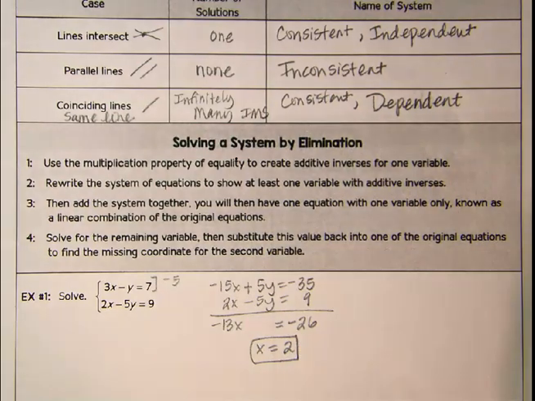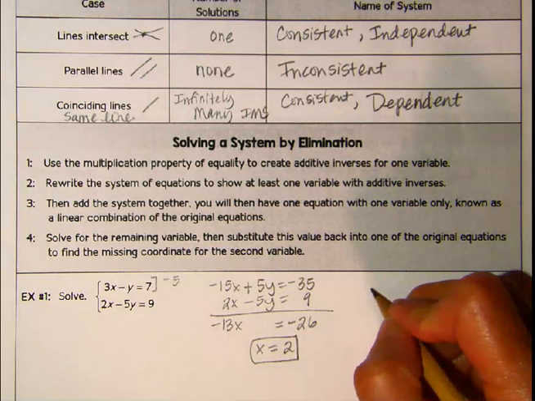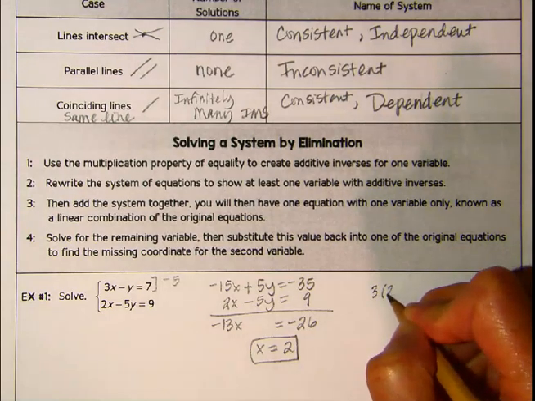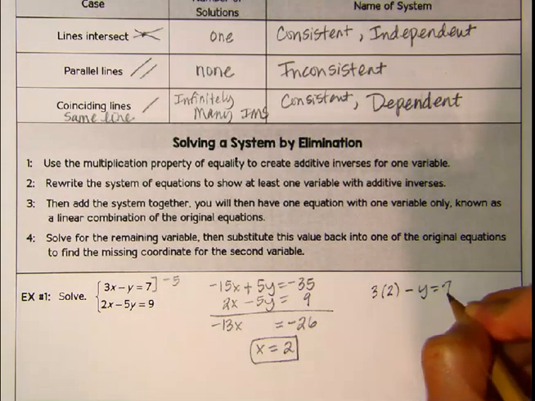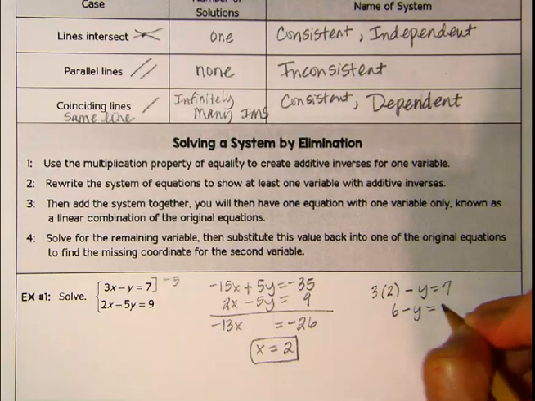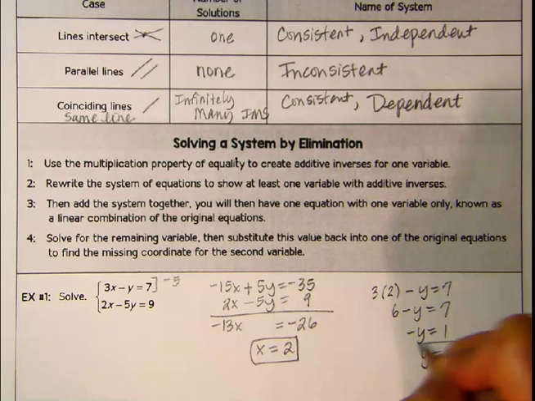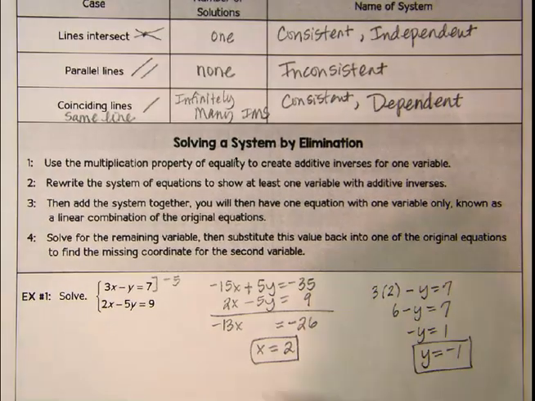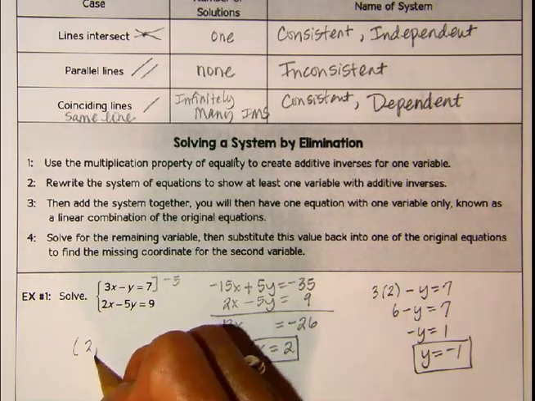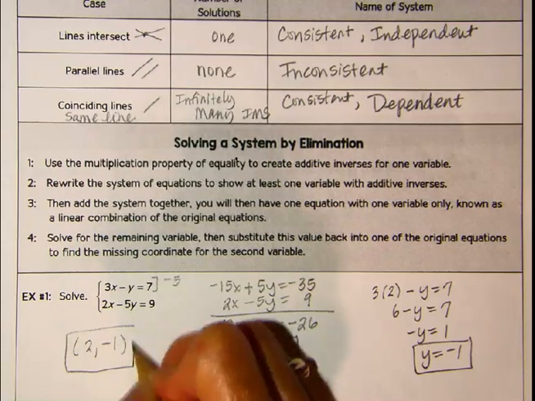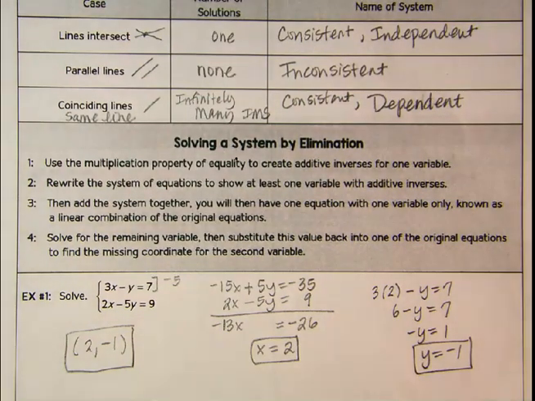Once you know the first one, then you plug it back into either one of the original ones. I'm going to choose the top equation. It really doesn't matter. You should get the same answer either way. So y would be -1. So our ordered pair is (2, -1). Now you can check it by plugging it back into the equations. I'm not going to make it mandatory. It's up to you if you want to do that.